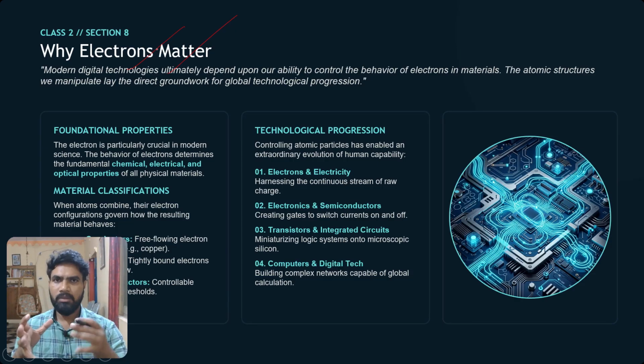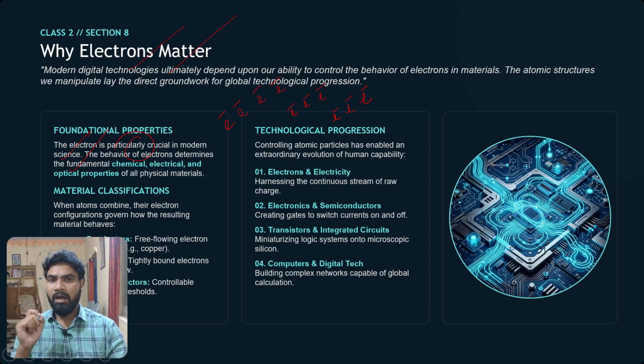Electrons are negatively charged. Why they matter, we will try to understand. The electron is particularly crucial in modern science. Electricity has become very important in our life. Without electricity we cannot imagine our life now. So what is electricity? It is nothing but the flow of electrons. So electrons have a very important significance in our life.